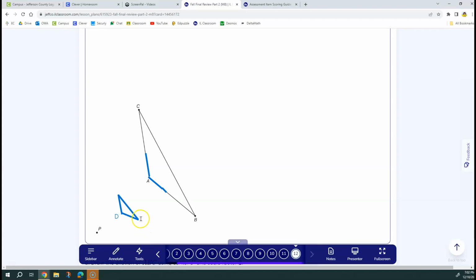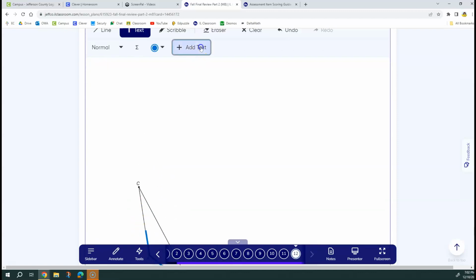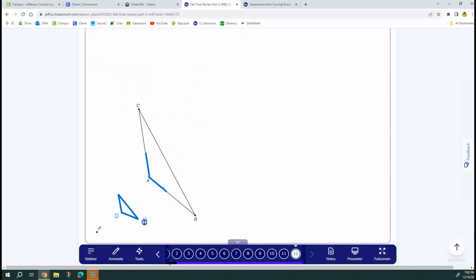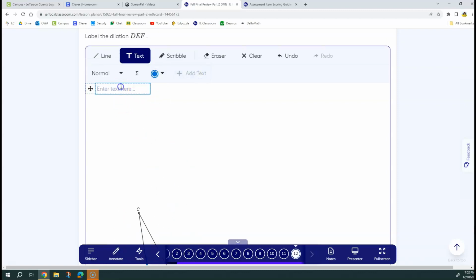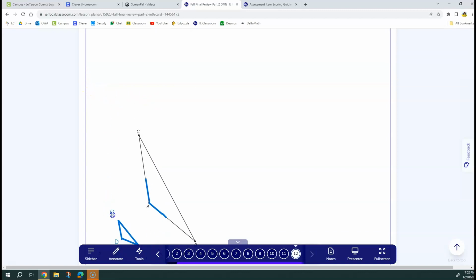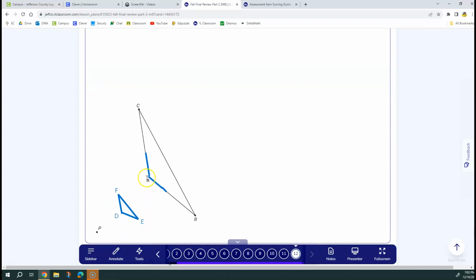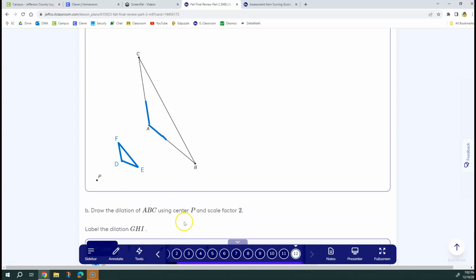So then we're going to label this D, E, and F. Okay, and this shape is A to B to C, as we can see. So our new shape needs to be labeled going in the same order. So D to E to F.